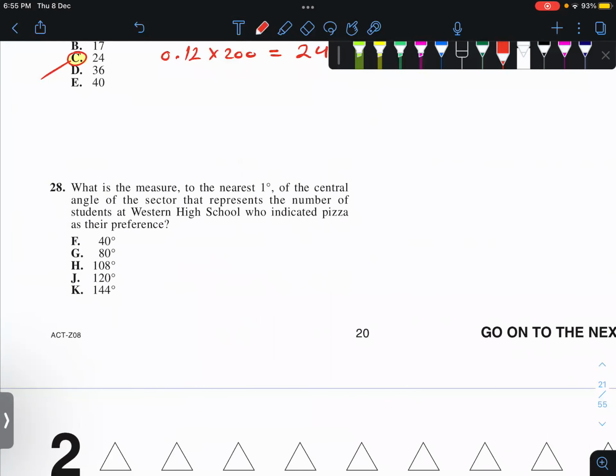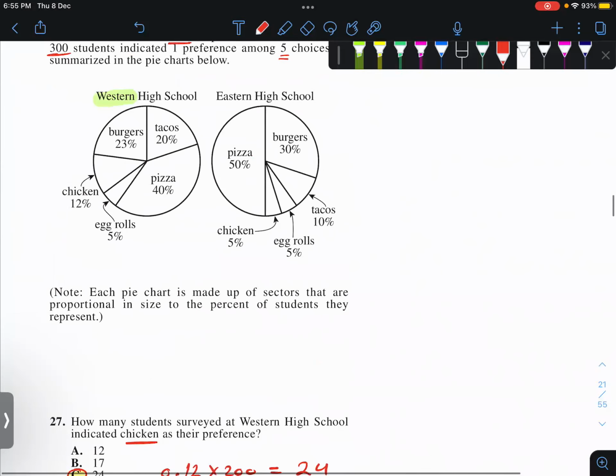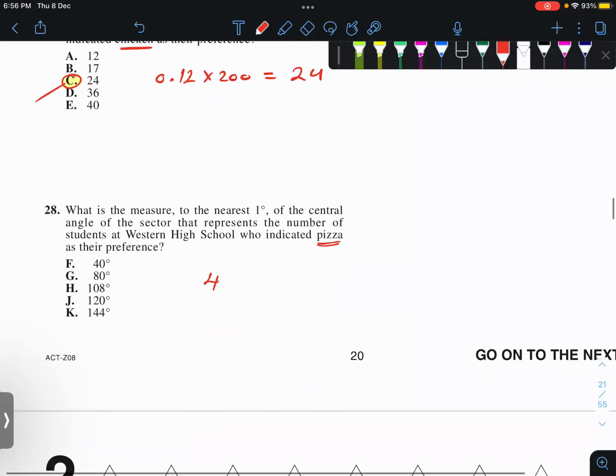Number 28. What is the measure, to the nearest degree, of the central angle of the sector that represents the number of students at Western High School who indicated pizza as their favorite fast food? We go up to Western High School, and pizza is 40%. What should we do? 40 over 100, and this times 360. Cross out zeros, and 12 times 12 is 144. So it's K. Is it correct with you?